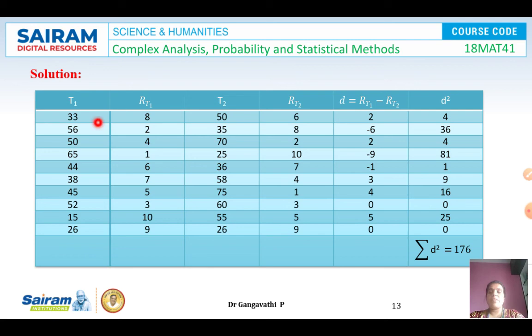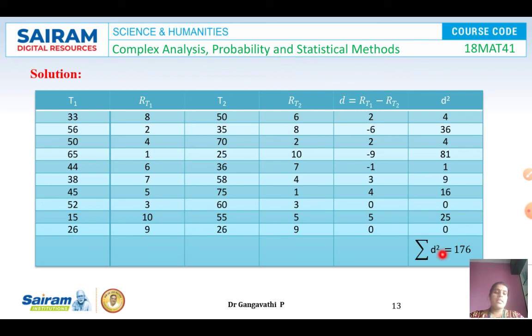So marks were given, and we have allotted the ranks for that. Similarly, the test 2 performance of the same students is tabulated here, and again write them in descending order and allocate the rank, and the ranks are like this. Now the difference in the rank, RT1 minus RT2. RT1 values are here, RT2 values are here. The corresponding values are subtracted, and we get these values. Square them and enter it in the last column.